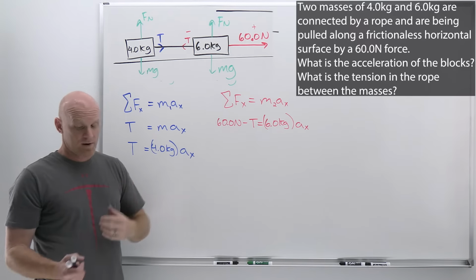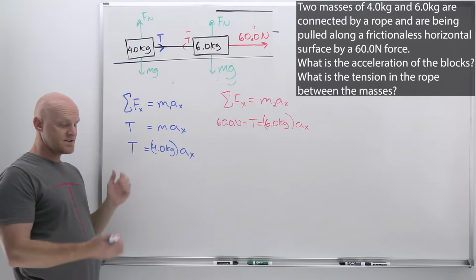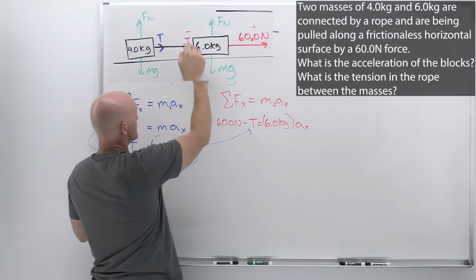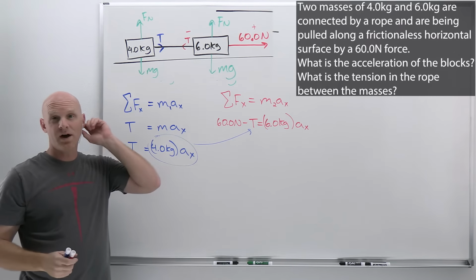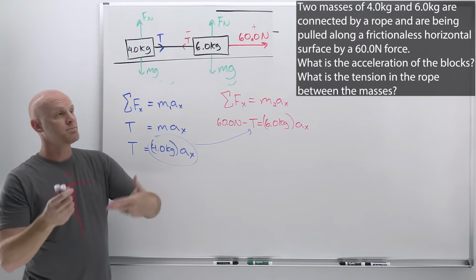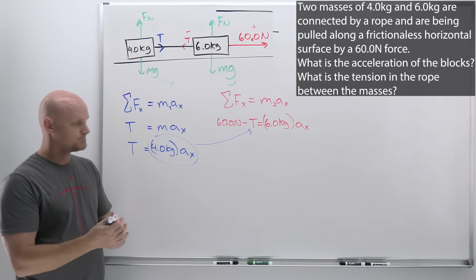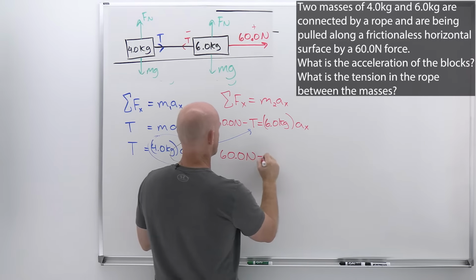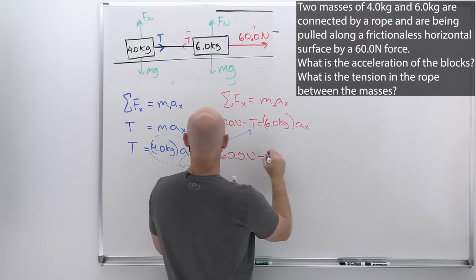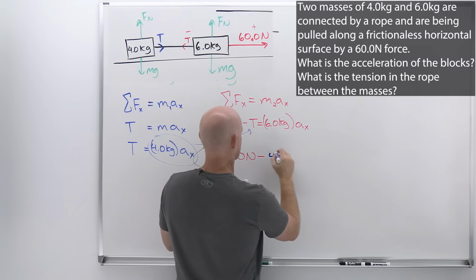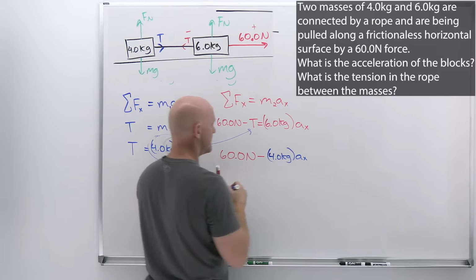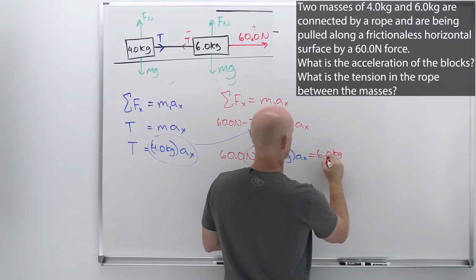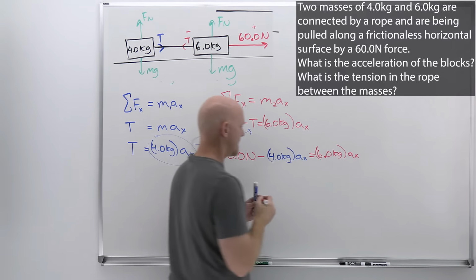So the easiest way to probably do this is to realize that this one's already solved for tension, and just take and substitute it in against the same tension. It's the same rope, so it's the same magnitude. Just substitute that right into the other and then solve for the acceleration, and then plug it back in maybe here and then solve for the tension. All right, so here we're going to have 60.0 newtons minus, and then we can see that that's going to be where that 4.0 kilograms times acceleration in the x direction gets substituted right back in, and that's going to equal 6.0 kilograms times ax as well.